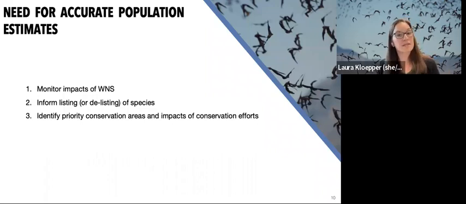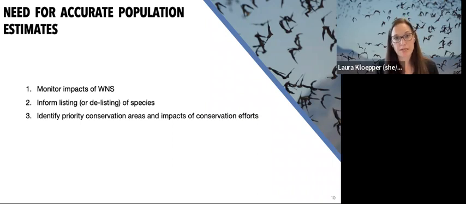It's also really important to get accurate population estimates to inform the listing or the delisting of species. So here in the United States, we're talking about threatened or endangered species that get different levels of protection from either the state or the federal government, depending on their population size and how those populations are changing.